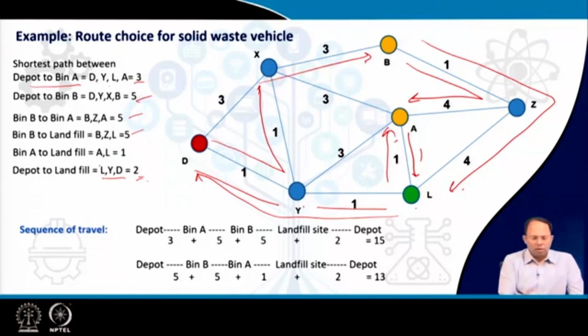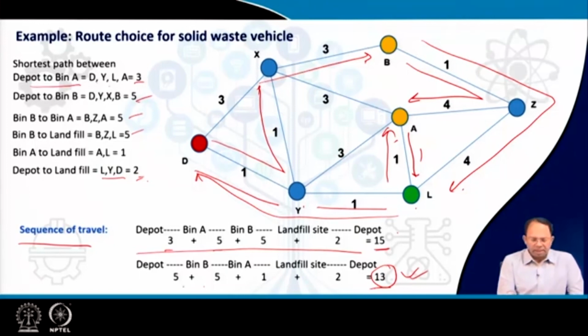Now, when I build the sequence or that particular route, if I now have to add these particular shortest path values, depot to bin A is 3, bin A to bin B is 5, and so on, I get along this particular sequence, the value comes as around 50. Whereas if I go to depot to bin B and then to bin A, then to the landfill side, the value comes around 30. So which is actually lower. So out of these 2 paths, this is the more optimal path or the shortest path.